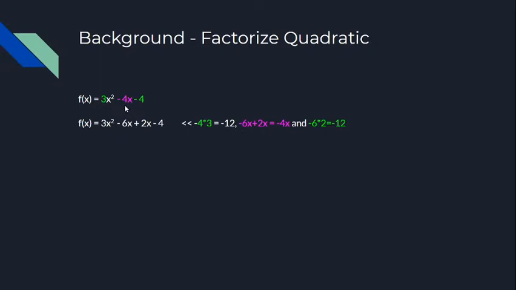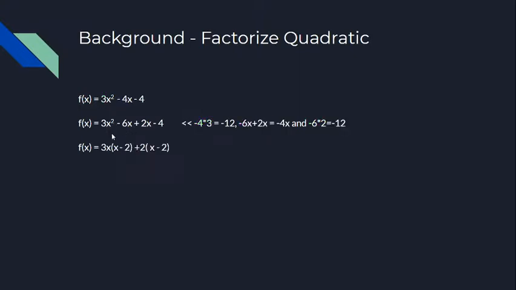So essentially what I want to do is expand this -4x. To do that, I'm multiplying the 3 by the -4, that is the first by the last number. That'll give me -12. And I'm saying that -6x plus 2x will give me -4x. And -6 by 2 is -12, which is the same number that I got when I multiplied the first and the last.